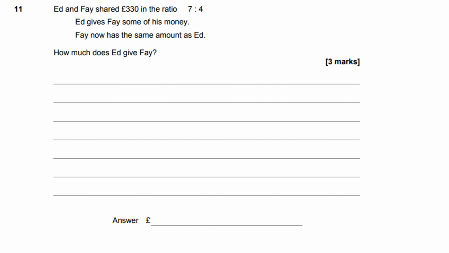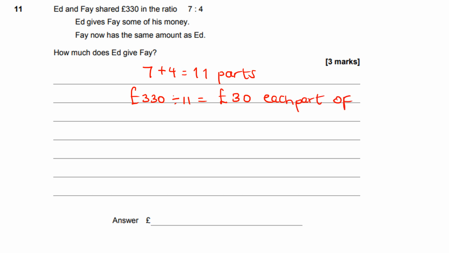Right, question 11 is a ratio question. It says Ed and Faye shared £330 in the ratio of 7 to 4. Ed gives Faye some of his money and Faye now has the same amount as Ed. How much does Ed give away? All right, let's have a look at this. Let's quickly find out how much they have to start with. The ratio is 7 to 4, which means this is divided into 11 equal parts, since 7 plus 4 is 11. So £330 divided by 11 gives me 30 for each part of the ratio.